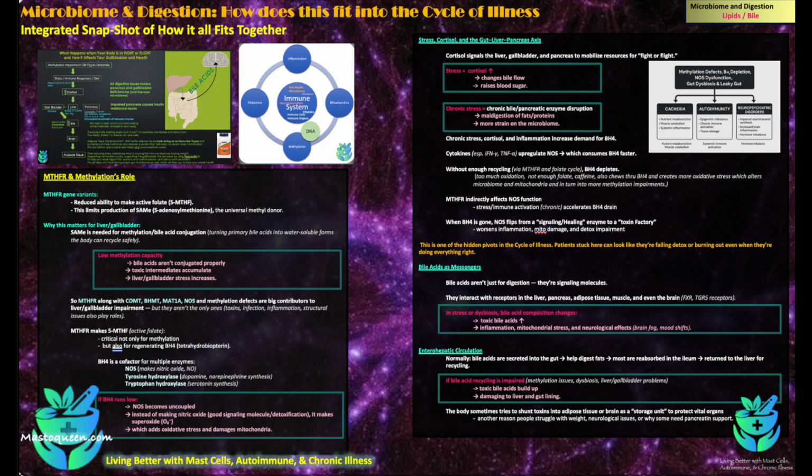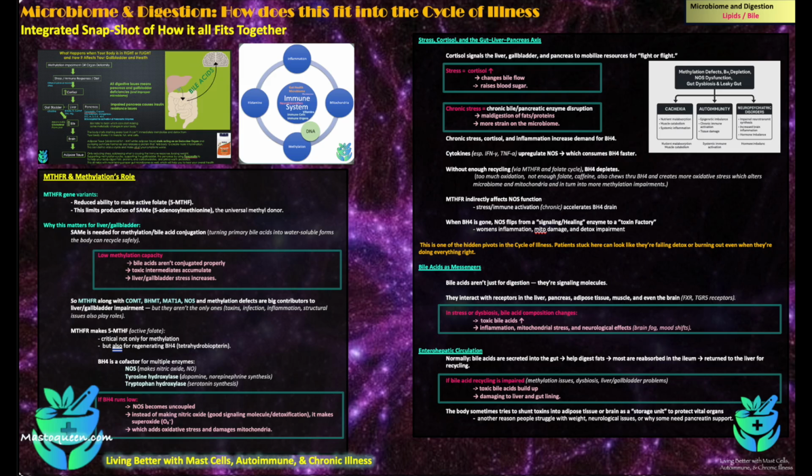MTHFR also makes the 5-MTHF, which is that active folate. It is critical not only for methylation, but also for making more BH4. So you need this BH4 in order to make all this happen. BH4 is a cofactor for NOS, that's the NOS gene, which makes nitric oxide. Tyrosine hydroxylase is the precursor to dopamine and norepinephrine synthase, and then tryptophan hydroxylase makes serotonin, okay?